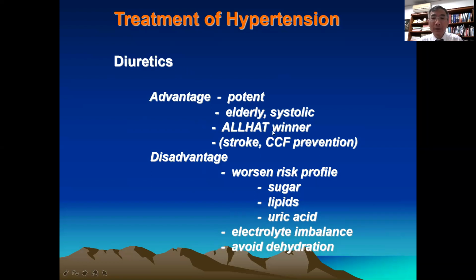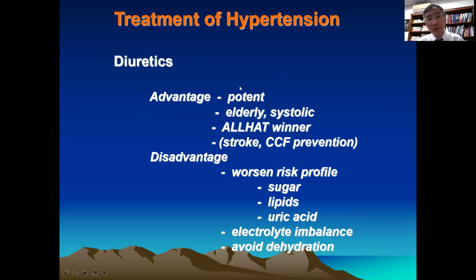Now, the ALLHAT study was run with the aim to find out which group of hypertensive drug would be best. Would it be the diuretic? Would it be the calcium blocker? Would it be the ACE inhibitor? Or would it be the alpha blocker? The diuretic is the oldest drug amongst these groups, and the feeling would have been that one of the newer drugs would be found to be better than the diuretic.